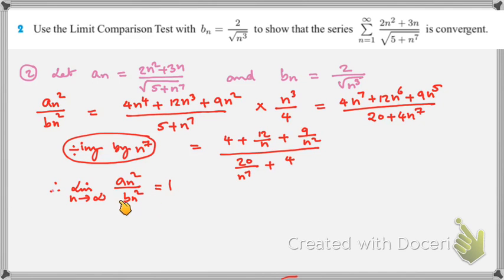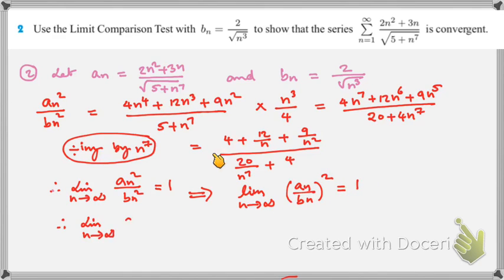If the limit of An squared by Bn squared is 1, the limit as n tending to infinity of An by Bn would be the square root of this. But it won't be plus or minus 1, it will be just plus 1, because we know that our An and Bn are positive terms. Individually, An and Bn are positive terms. So I have the limit as n tending to infinity of An by Bn coming as 1, as they both are positive.